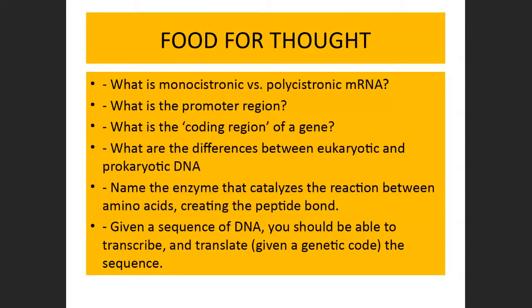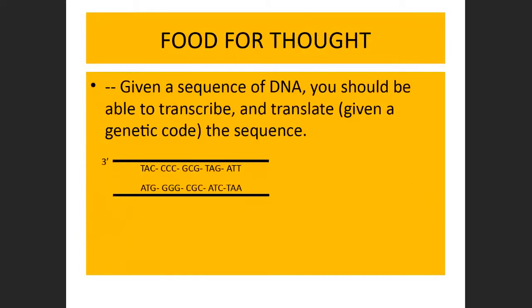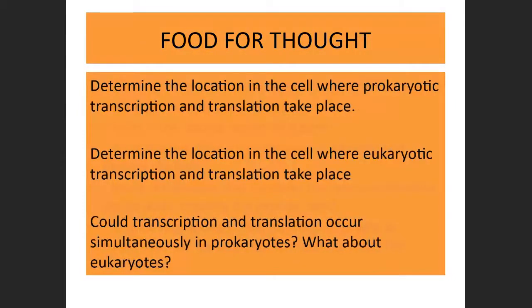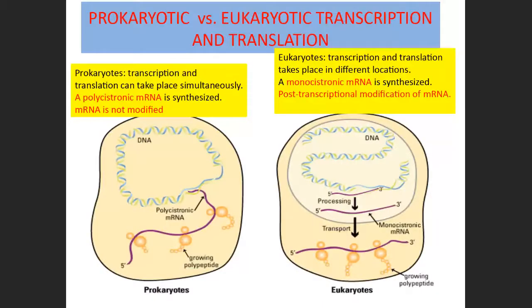Oftentimes, ribosomes are the targets for antibiotics. That's not unusual. The problem with making ribosomes the target of antibiotics, which we do all the time, there are many antibiotics that target ribosomes, is that yes, ribosomes in prokaryotes are 30S, 50S, 70S ribosomes.